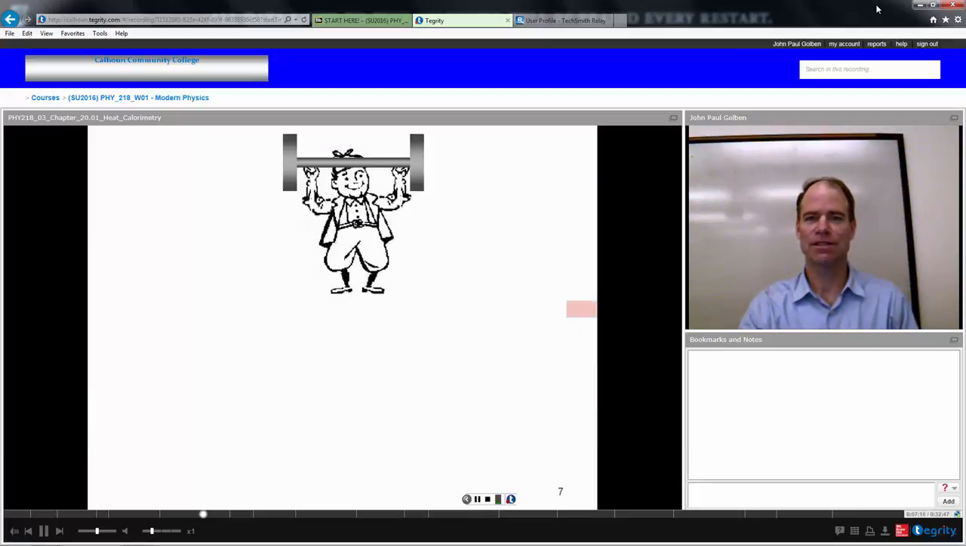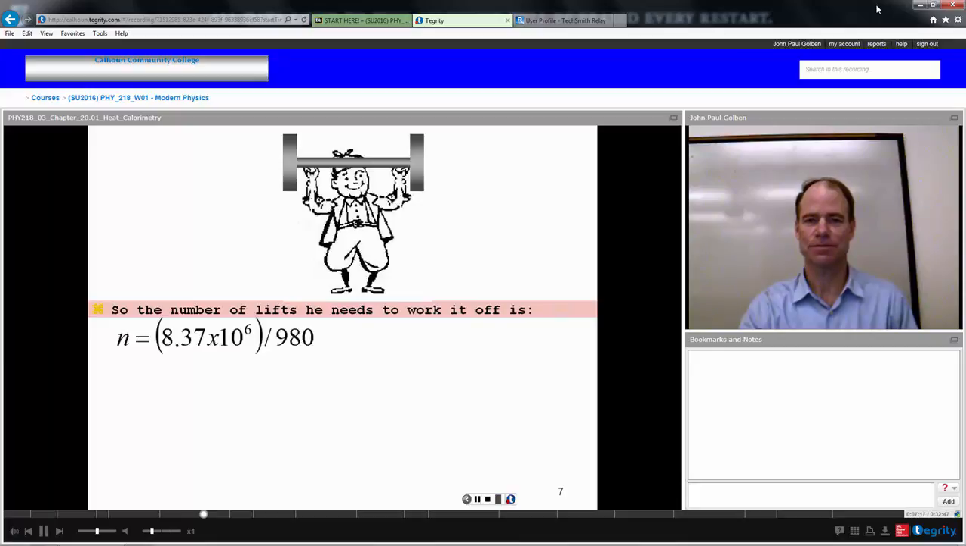So if he keeps on doing this, the number of lifts he's going to need to finally reach that level of energy is going to be the total energy, 8.37 times 10 to the 6 joules, divided by the energy per lift, 980 joules. He needs to do 8,540 lifts.